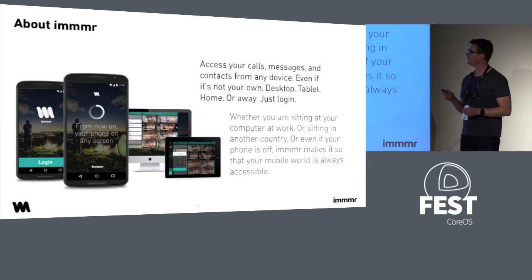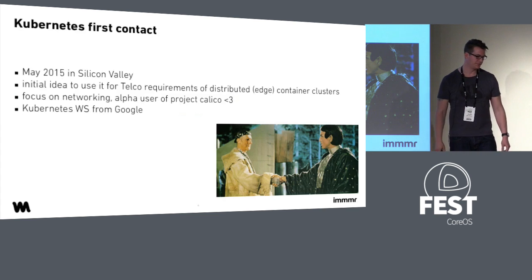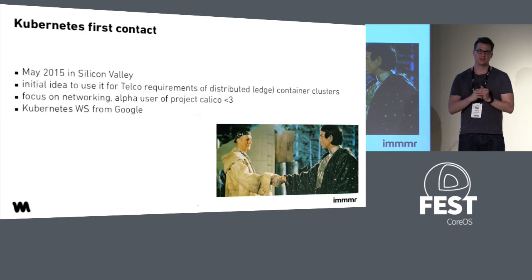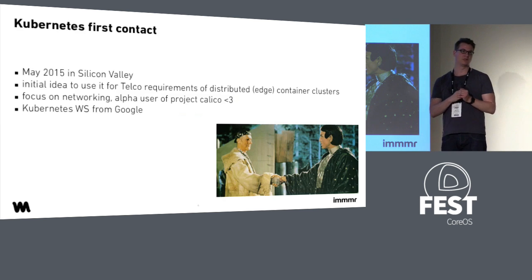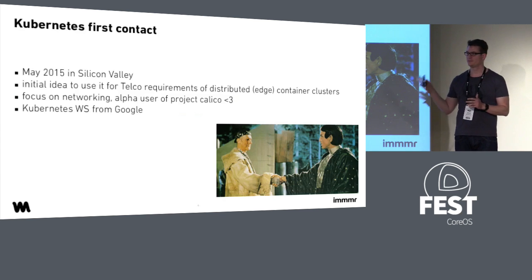So it's not really necessary to explain all the details of what we do, but it's more interesting for you probably how we got into contact with Kubernetes. So the first contact was for me in Silicon Valley in May 2015, working with the talented team at Metaswitch for Project Calico. It was pre 1.0 of Kubernetes, and I guess I would call it alpha of Calico. And the initial idea, for my job back then, was to use Kubernetes as a way to distribute container clusters across edges of a telecommunication network. I'm not going to go into detail what that means in general, but if you want to talk about that later, I'll be happy to.